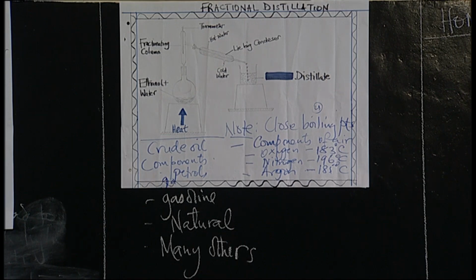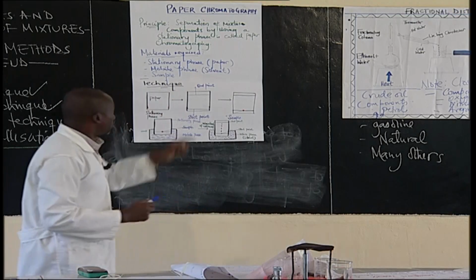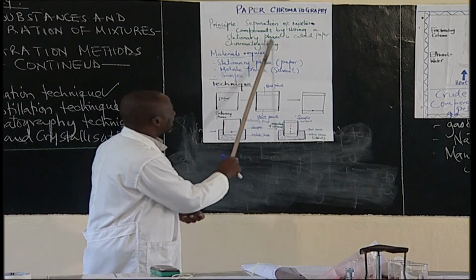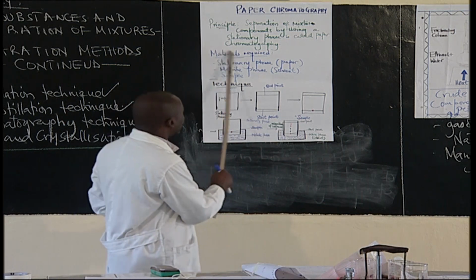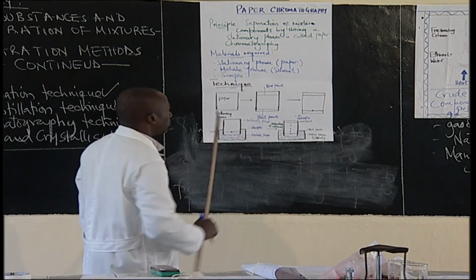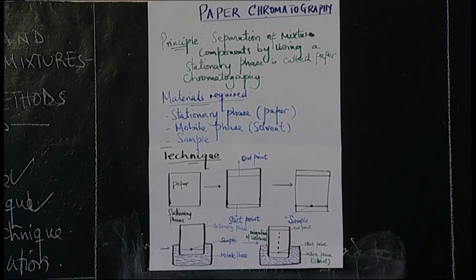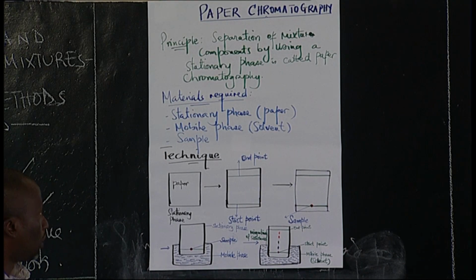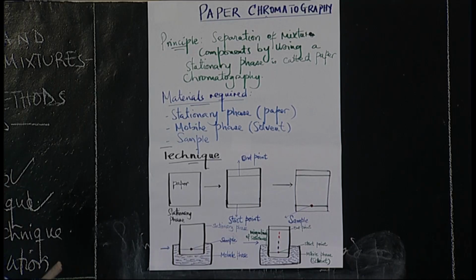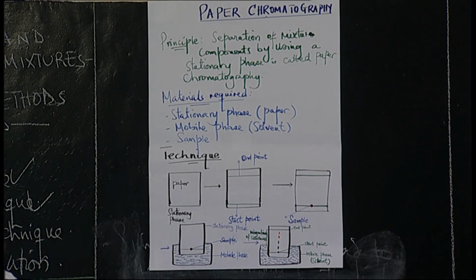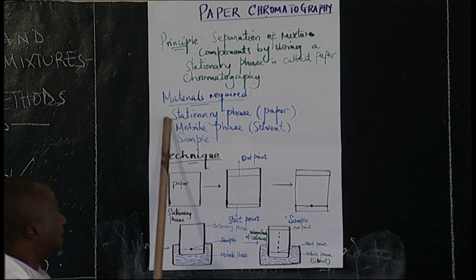This is the separation method, separation of mixtures by using a stationary phase, and that is what we call paper chromatography. We have different types of chromatography, but we are going to look at only one, which is paper chromatography. What do you need when you are going to separate using paper chromatography? You need a stationary phase, which is a paper.